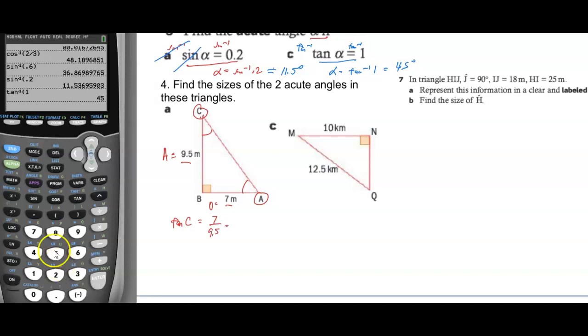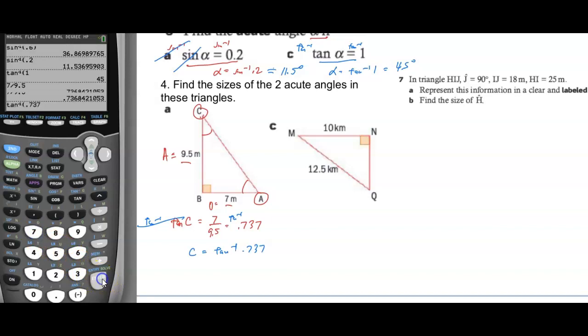So 7 divided by 9.5, that's equal to 0.737. The inverse tangent of both sides gives us C equals inverse tangent of 0.737. Inverse tangent of 0.737. The answer is 36.4 degrees.